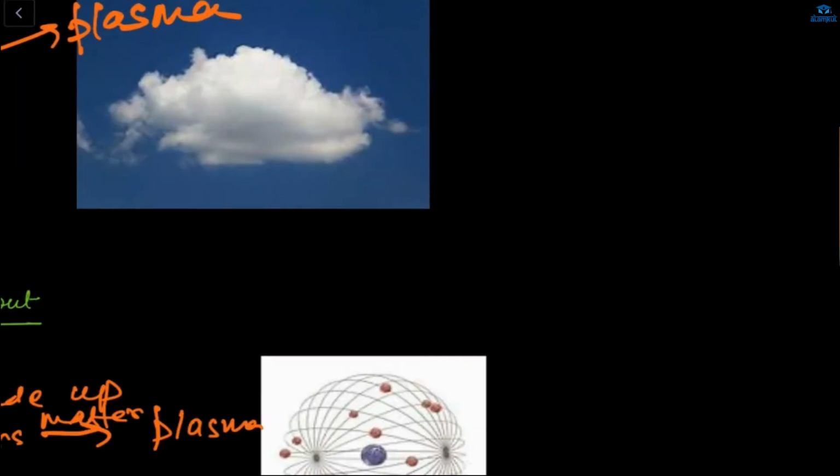Now, next, naturally in clouds also plasma is present. Can you explain how? Ma'am, I don't know. Okay, let me explain. See, inside this cloud, this is my cloud. What will happen? The exchange of charge takes place when clouds pass each other.